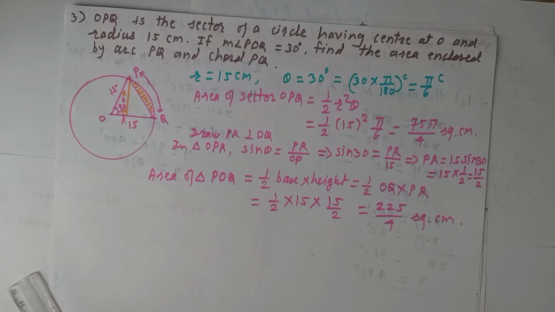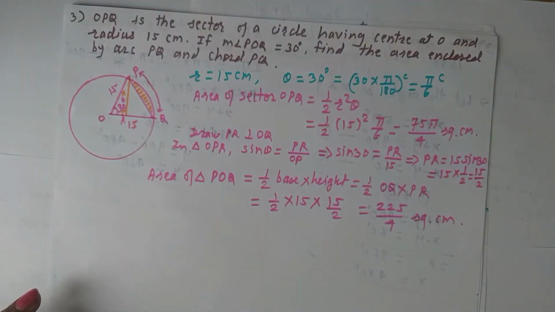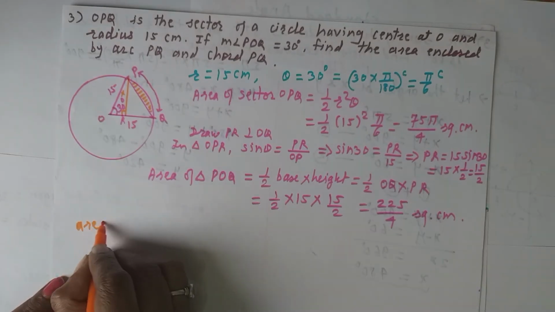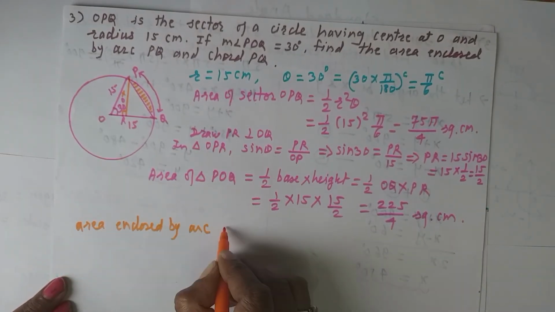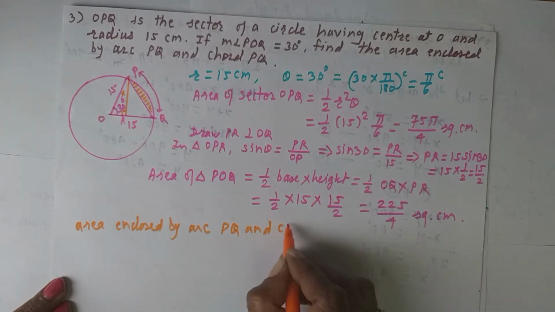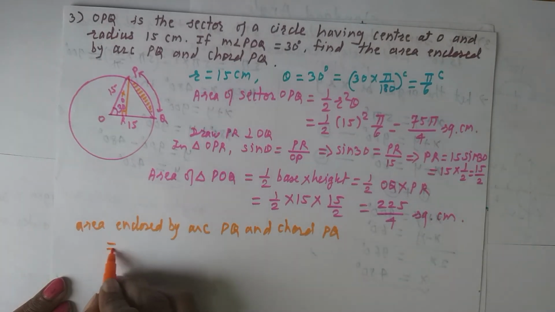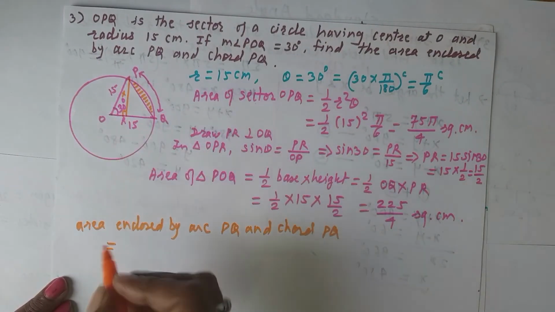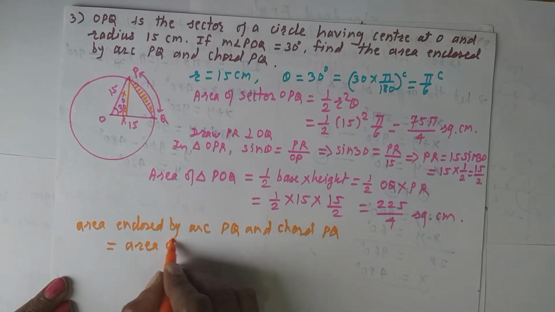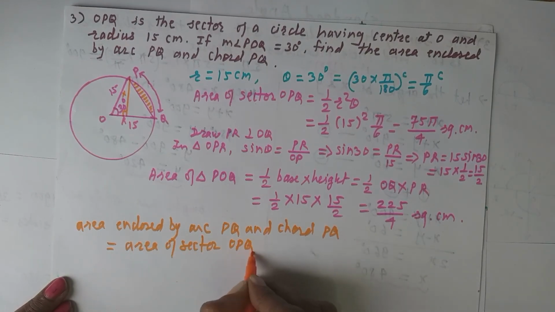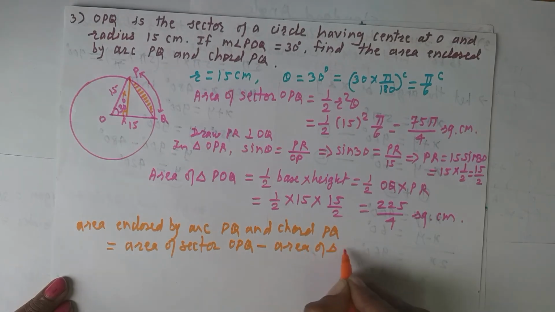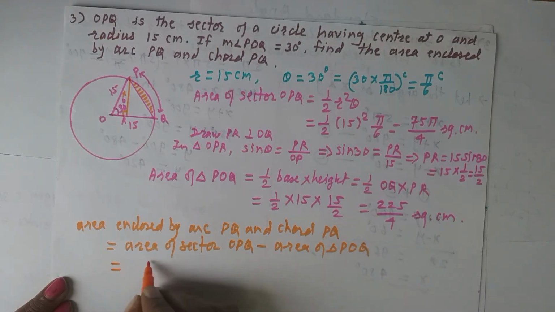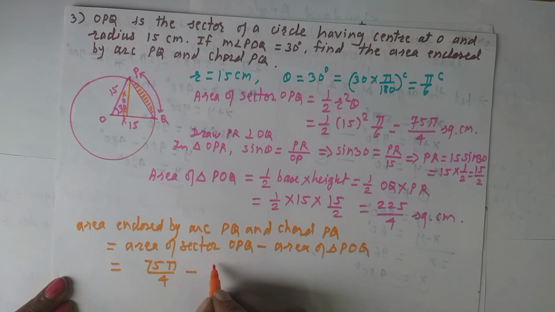Then I have to find the area enclosed by arc PQ and chord PQ. Area enclosed by arc PQ and chord PQ means what? I have to subtract the area of triangle from the area of sector. Therefore, you write down area of sector OPQ minus area of triangle POQ. And what is the area of the sector? That is 75 pi divided by 4. And the area of triangle is 225 divided by 4.